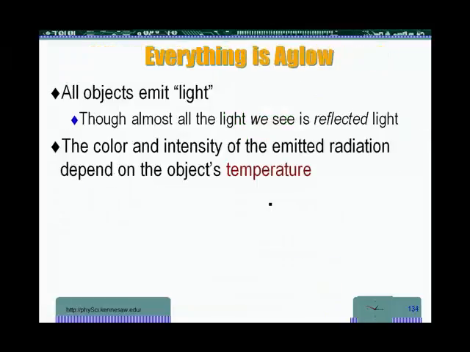Now the thing is, in the case of a light bulb, when the filament reaches a particular temperature where it's going to glow red, it's emitting light. However, everything that has any temperature is going to emit light. And the color of the light that's emitted is somewhat a measure of the object's temperature.